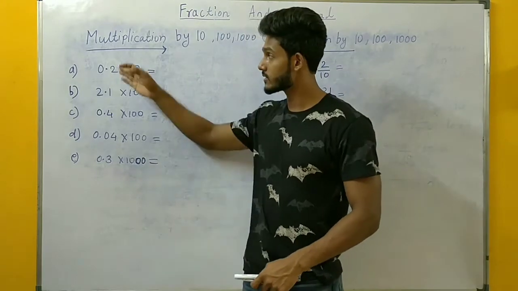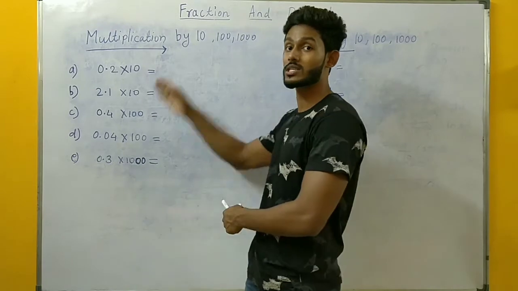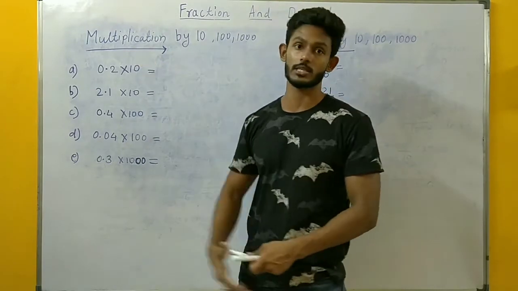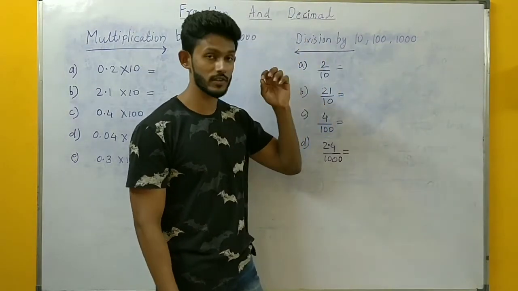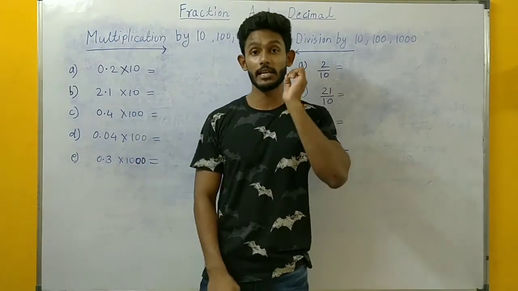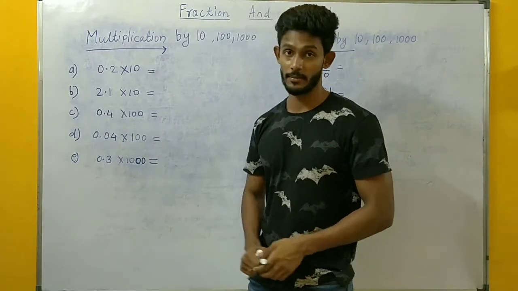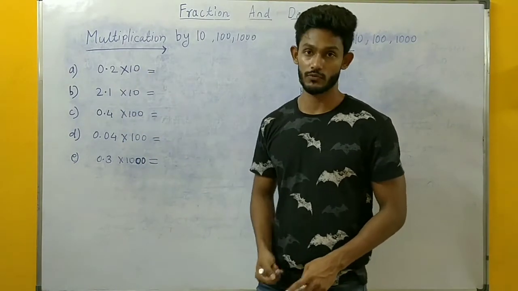All we do is just shift the decimal point from its existing position towards the right hand side in multiplication. And in division, we just shift the decimal point from its existing position towards the left hand side, depending upon the number of zeros that are there. So let's try this first one.